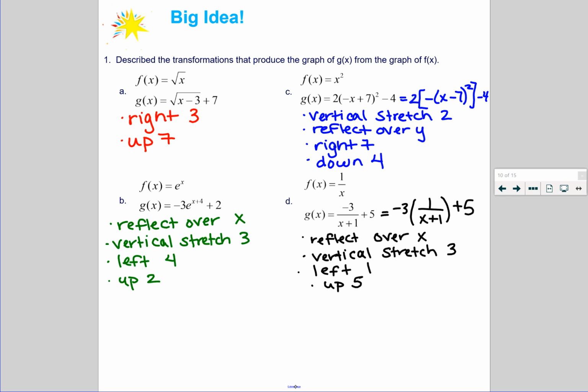So I think it's interesting. B and D have all the same type of transformations, different numbers, but all the same types, and they look very different depending on what parent function you're looking at. So you just have to be careful. Those two at the bottom are definitely the trickiest, the exponential and the reciprocal, because our function looks a little different, where our variables are located.